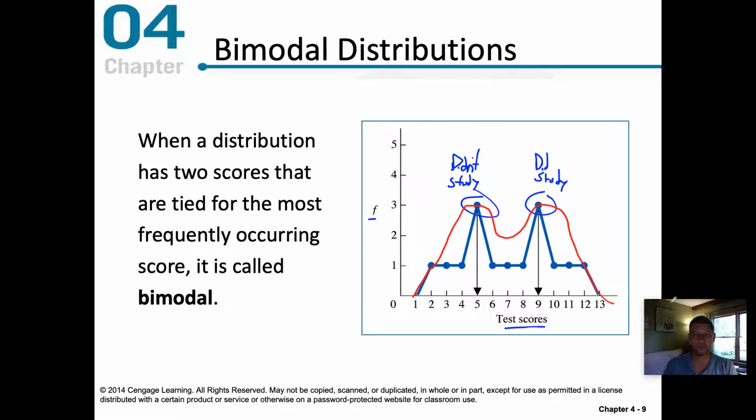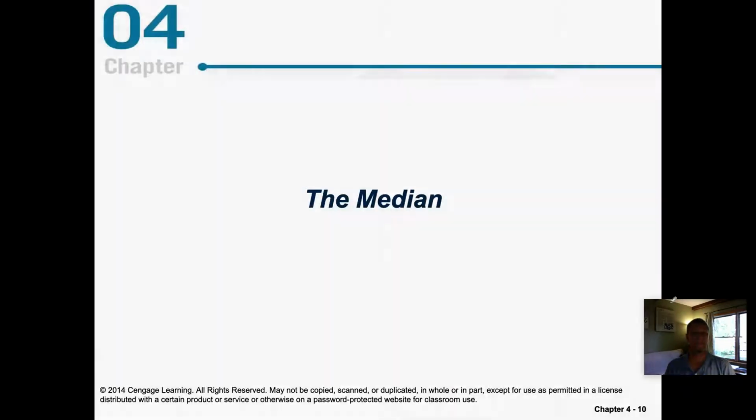And so you end up with a shape like that, like a 2-humped camel, if you will. All right, but that's where the bimodal distribution comes in. Okay, so let's move on from the mode and talk about what we call the median. Now, the median is simply the number in the middle.